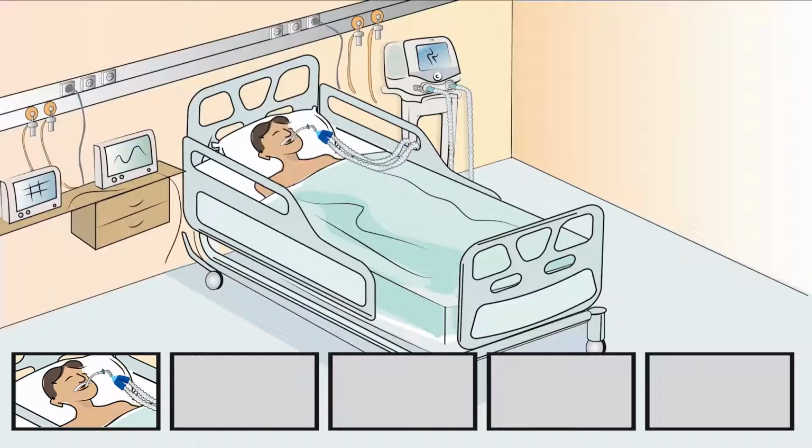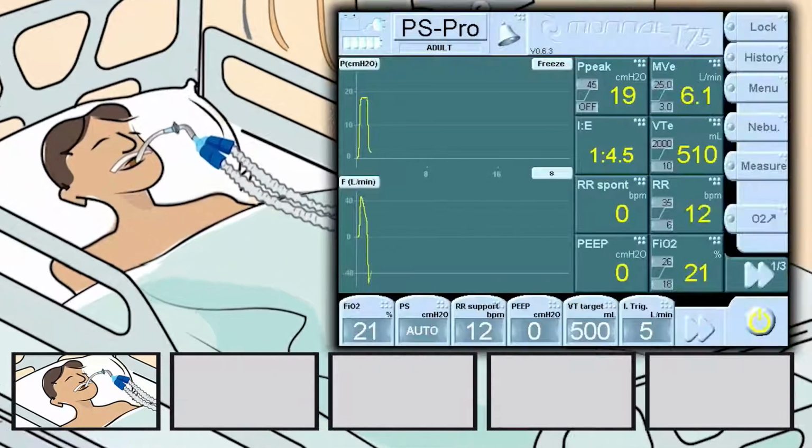Our patient is still unconscious, without any sign of spontaneous breathing. The ventilator is delivering mandatory pressure cycles at the set respiratory rate. The pressure will be automatically adapted to guarantee the targeted tidal volume.